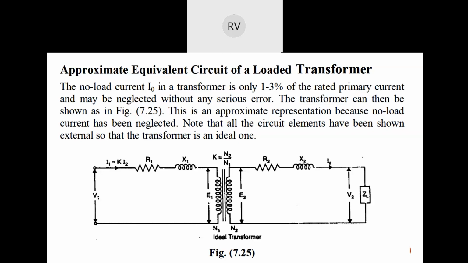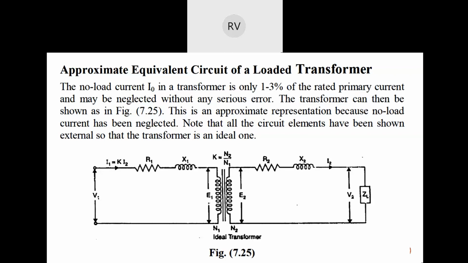So in order to do that, we are going for this particular diagram. First thing, we are just making an assumption. The no load current I naught in a transformer is only 1 to 3% of its rated primary current and may be neglected without any serious error. So if you have only 1 to 3% of the primary current as your no load current, then I naught can be ignored. So we are ignoring I naught.